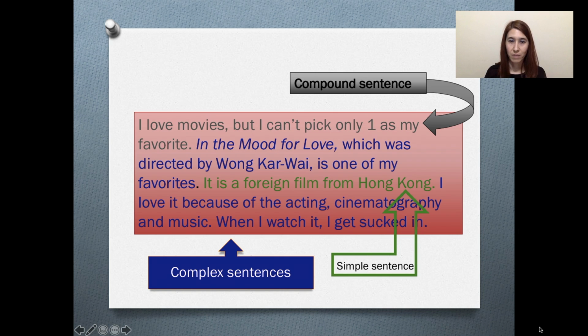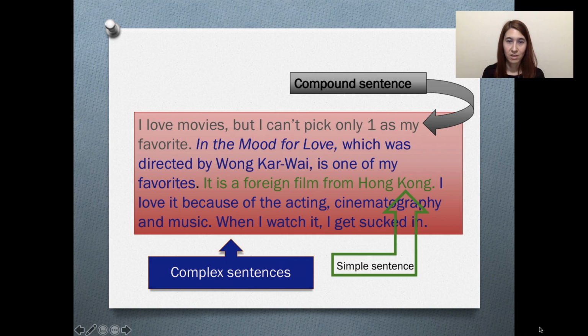"I love movies, but I can't pick only one as my favorite." This is a compound sentence. "In the Mood for Love, which was directed by Wong Kar-wai, is one of my favorites." That's a complex sentence, and so is the last one. "I love it because of the acting, cinematography, and music." "When I watch it, I get sucked in." So the last two sentences are also complex sentences.